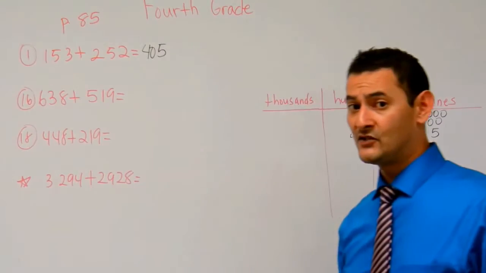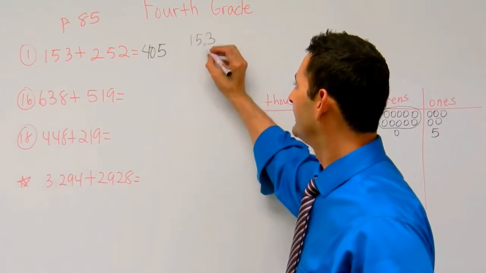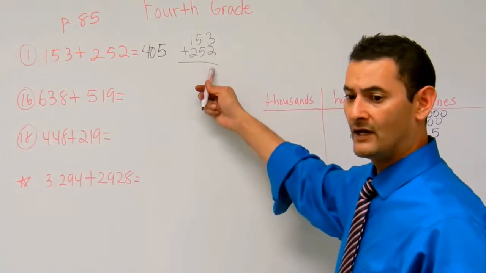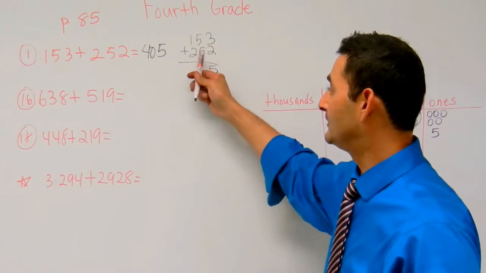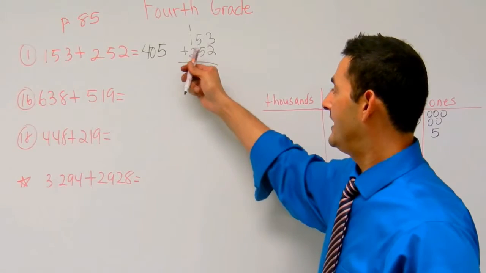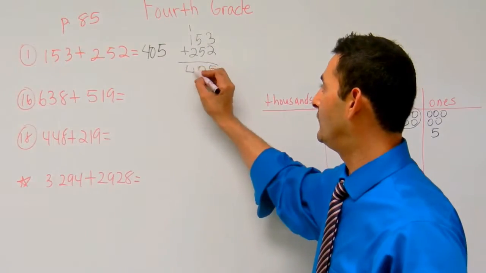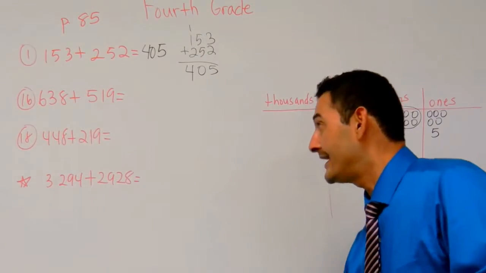Now let's do that in the standard algorithm. So here I have 153 plus 252. Let's start with the ones place. 3 plus 2 is 5. 5 tens plus 5 tens, that's 10 tens. Okay? And then I've got 2, 1, and 1 in the hundreds place, so that's going to be 4. And the answer is 405. Now let's take a look at the next one.